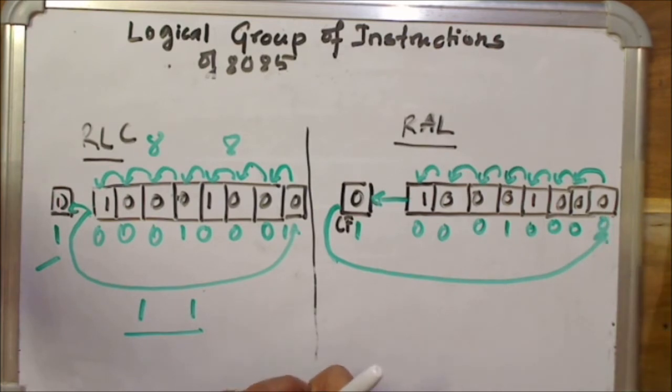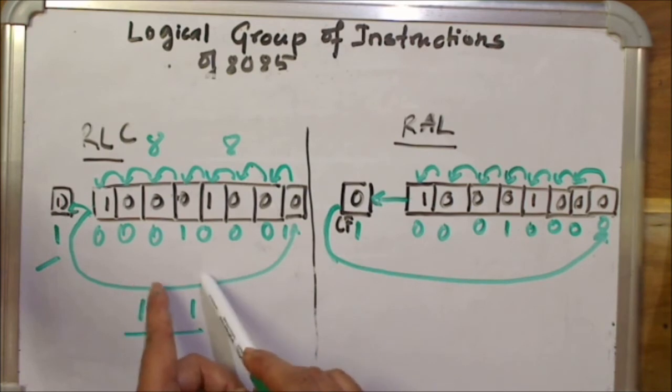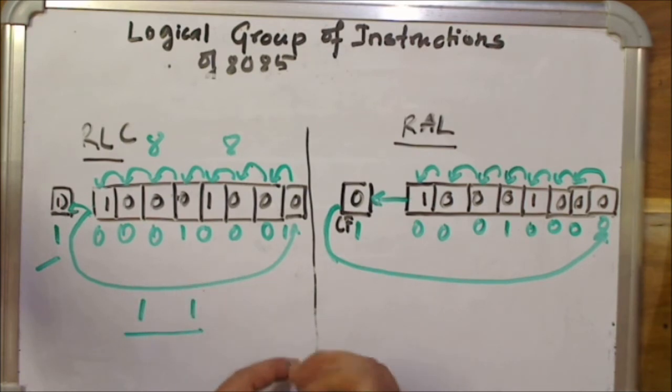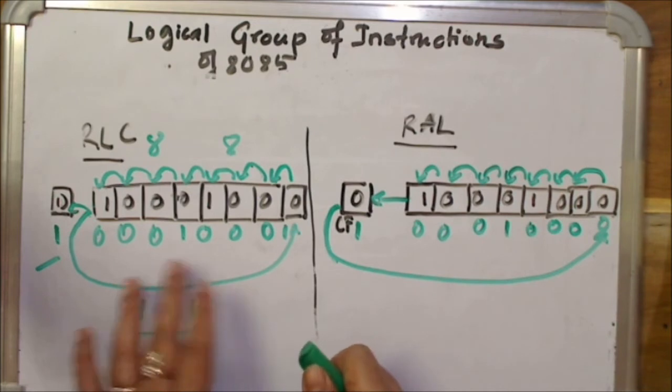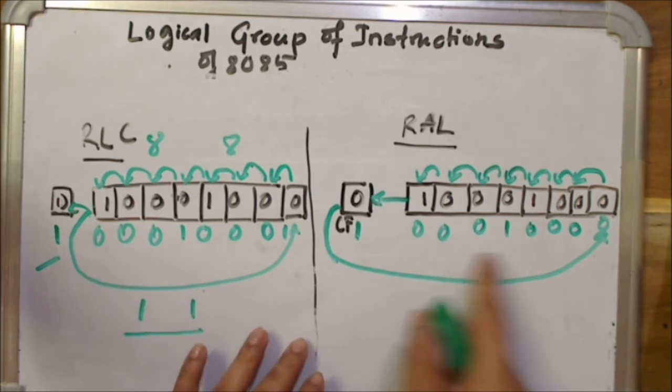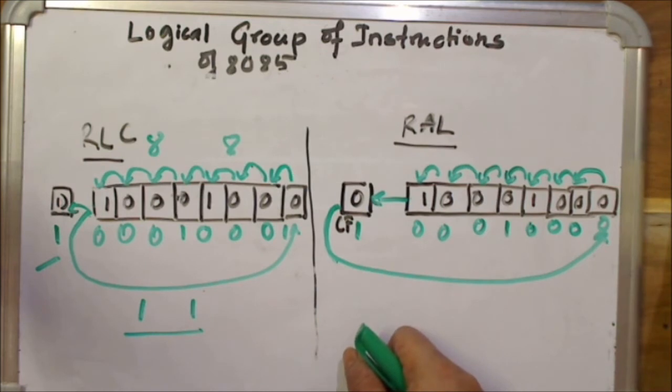Now you understood the difference. Here in RAL the register along with the carry is rotating, and in RLC only the accumulator is rotating. I think I have made it clear. Is it clear?